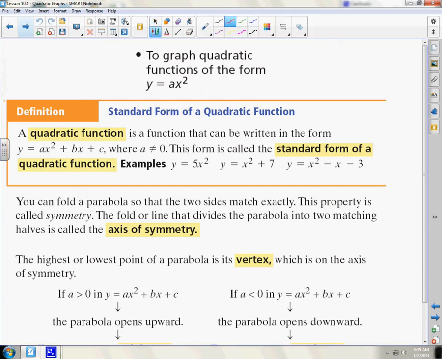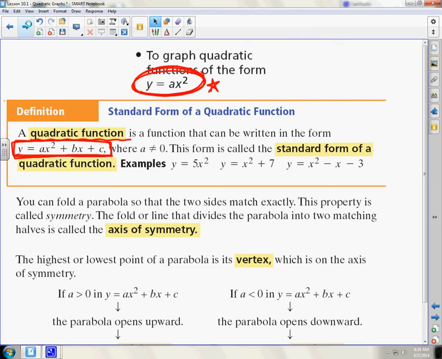y equals ax squared. So we still have our y out front, but then it always has an x squared. A quadratic function, write this in your notes, is a function that can be written in the form y equals ax squared plus bx plus c. So they add on the other two pieces. Now this one up top just said ax squared because that's the most important part. The x squared is what qualifies it as a quadratic function.